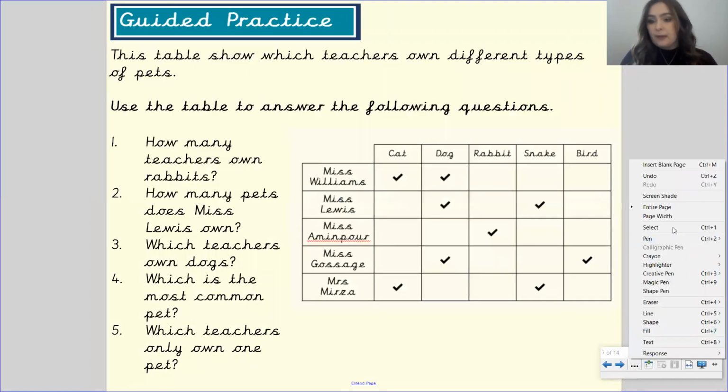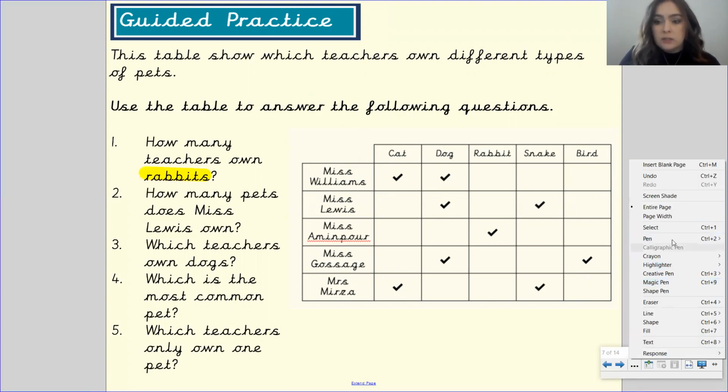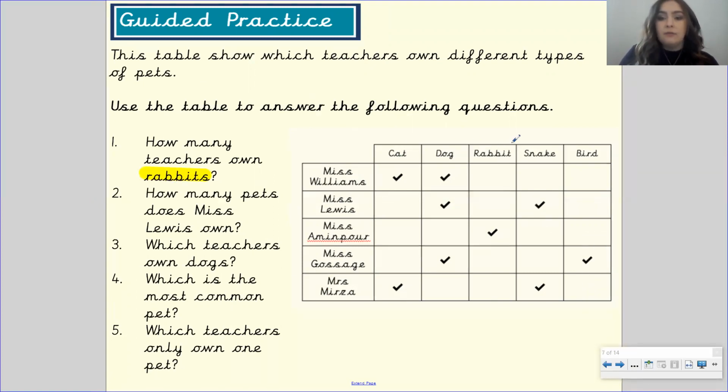Okay, so here we have a table. This is our table here. The table shows which teachers own different types of pets, and you need to use this table to answer the following questions. So question number 1, how many teachers own rabbits? So what you would need to do for this question is have a look and find where rabbit is on the table, which we can see is right here. And then we'd see how many ticks a rabbit has. So Mrs. Williams does not have a rabbit. Miss Lewis does not have a rabbit. Miss Amanpour has a rabbit, so that's 1 so far.